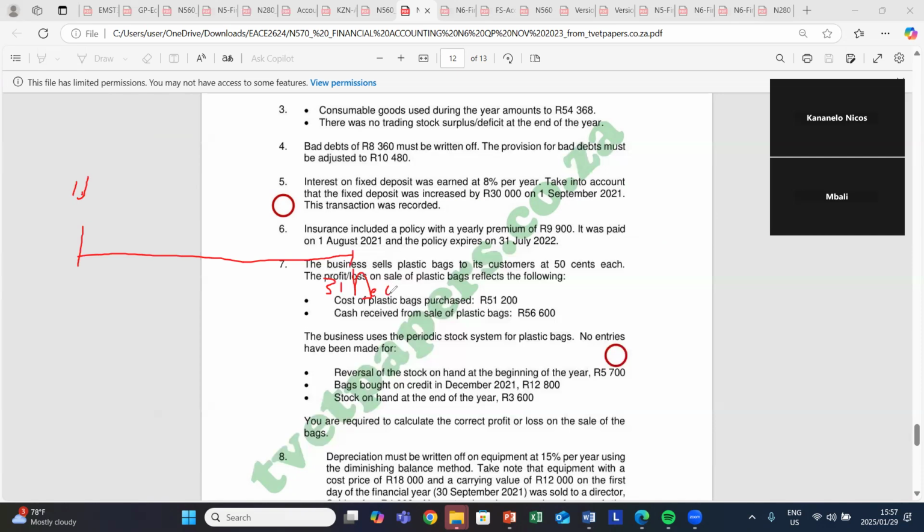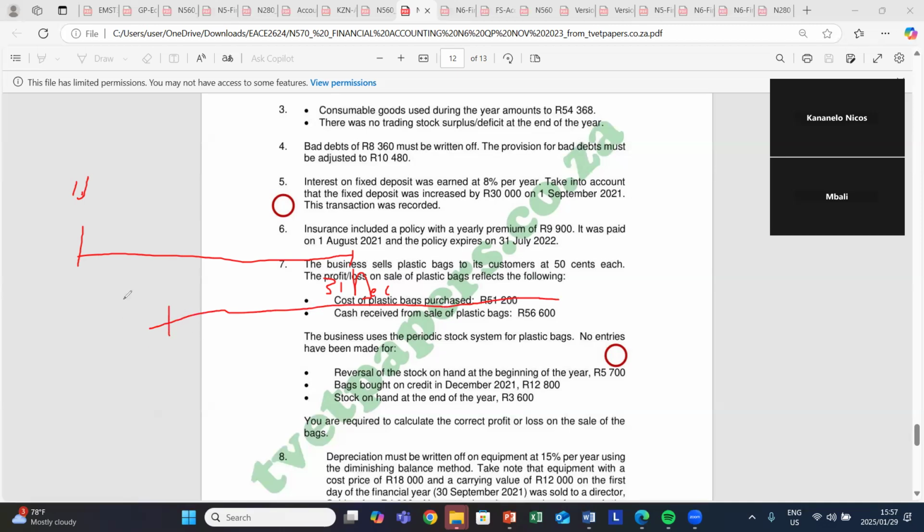Let's read our insurance. Insurance included a policy with a yearly premium of 9,900 rand. It was paid for a period of the 1st of August 2021, and it expires on the 31st of July 2022. For insurance, the financial year is not the same as the business financial year. Our business financial year begins in January and ends in December. But for insurance, it's a little bit different. They told you that it begins in August.